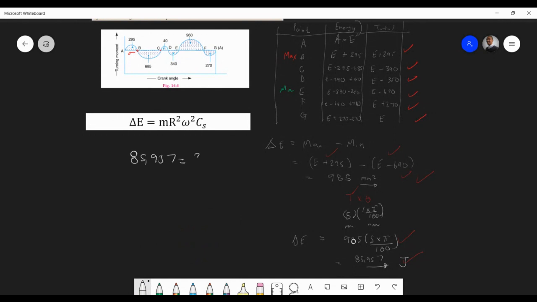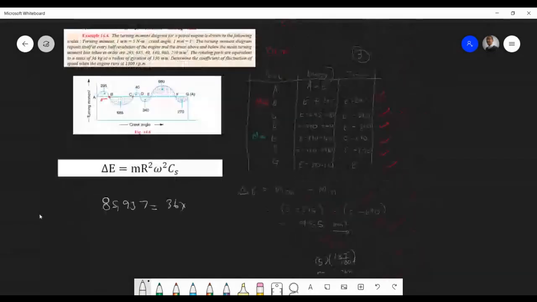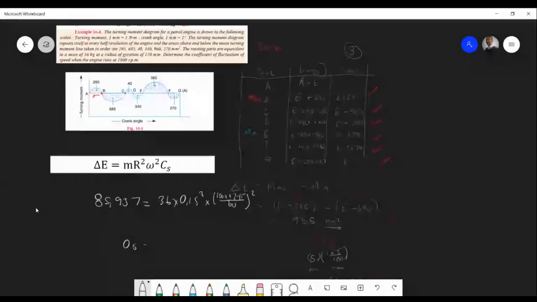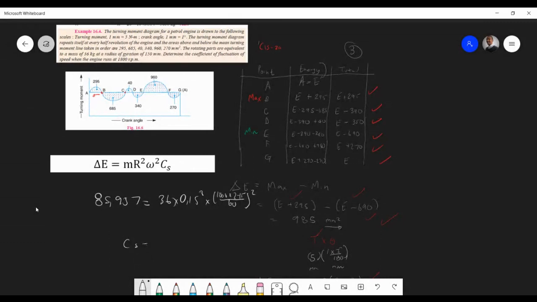So that's 36, just plug and play. The radius of gyration was 0.15. This is always at mean speed. What is mean speed again? 1,800 times 2 pi over 60. Guys, very important question. Make sure you know this for the second test and the final. And squared, and then you're going to find CS. I'll just find CS for this video. All right, let's see what the answer is.